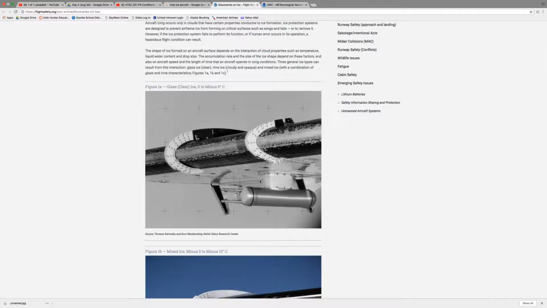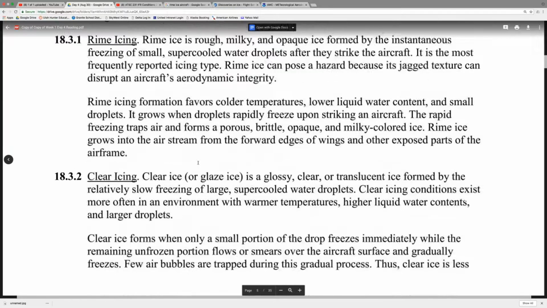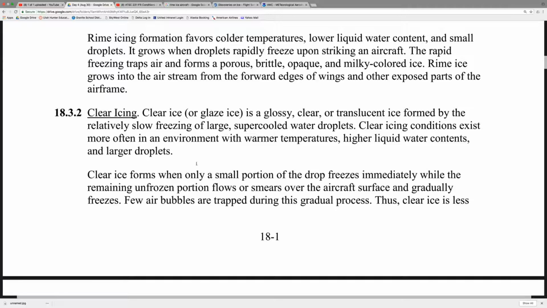Here's your glazed. You can see it's a lot clearer. Clear ice is glossy, clear, translucent ice formed by the relatively slow freezing of a large supercooled water droplet, okay? As it strikes the aircraft, it's not quite cold enough yet, but as the air pushes the droplet back, it freezes. So it kind of drags out. Rime ice instantly freezes, and that's why it's got a lot of air and it's opaque.